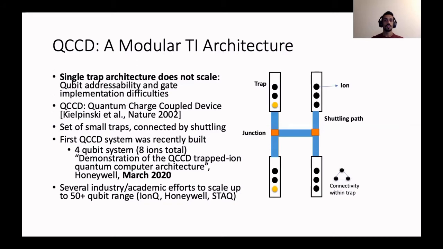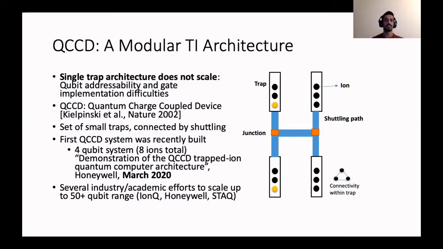Now that we have systems with 5 to 10 trapped ion qubits, to progress to the next major milestone of 50 to 100 qubits, we need to scale up our devices. But we have a fundamental bottleneck here, which is that all the current trapped ion systems are based on an architecture where all the ions are housed in the same trap. So it's a single trap architecture, and this architecture has some fundamental scaling bottlenecks.